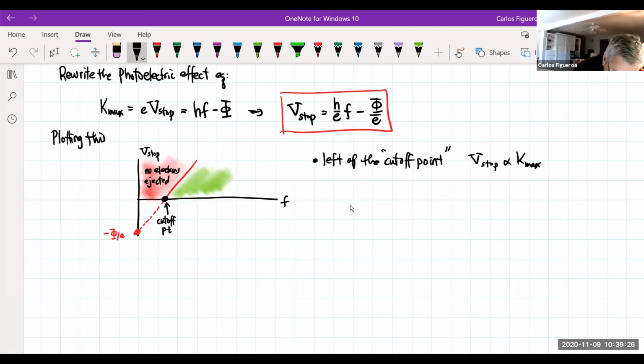So then this region over here is where electrons are ejected. So you need a minimum frequency in order to eject electrons. If you're not there, you won't see any electrons. And remember, that is a big deal. So the cutoff frequency here then, right?